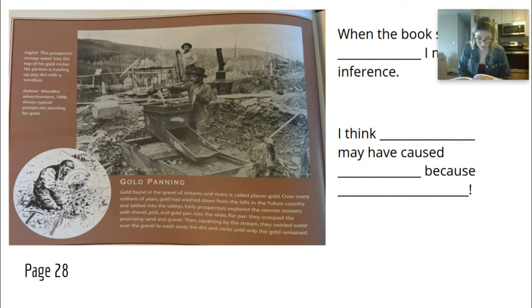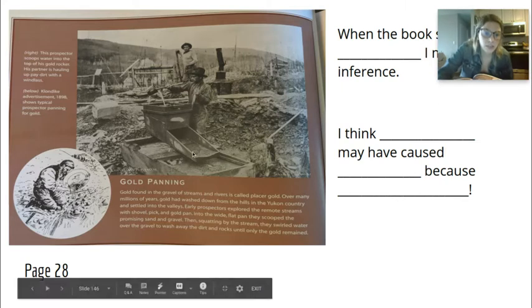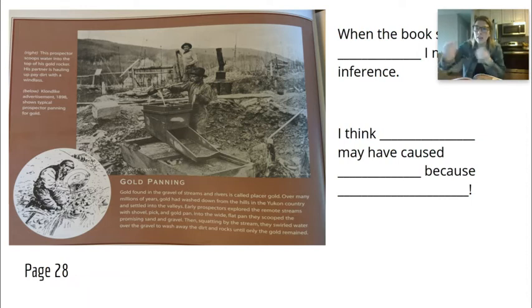Then, squatting by the stream, they swirled water over the gravel to wash away the dirt and rocks until only the gold remained. So that tells you how they panned gold. You can see in this picture, this is almost like a strainer, right? They're scooping the sand and gravel in, and they're pouring water above, so the dirt would come away and the chunks of gold would stay. Unfortunately, rocks are going to stay in there too, so they have to pick through all of the different rocks.